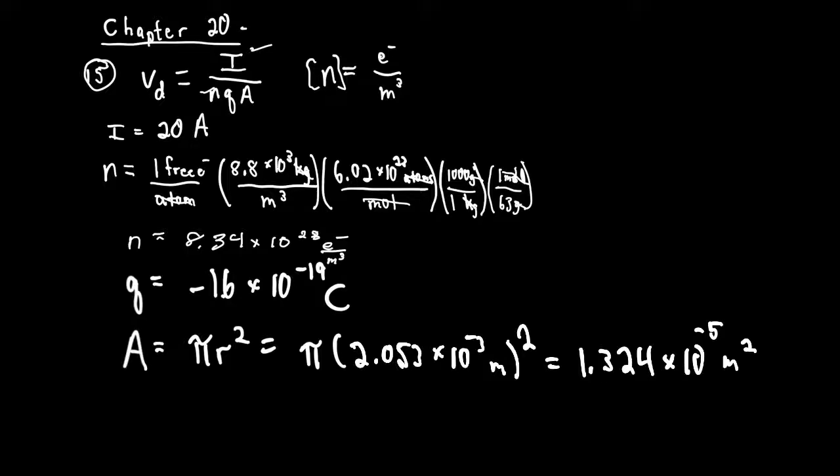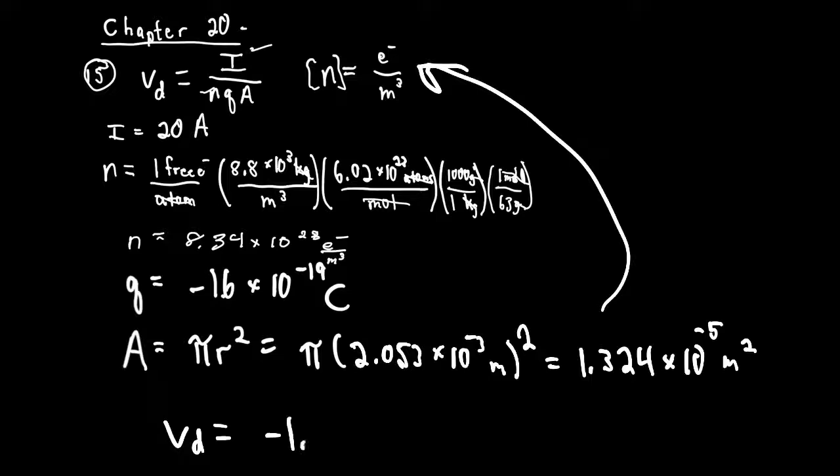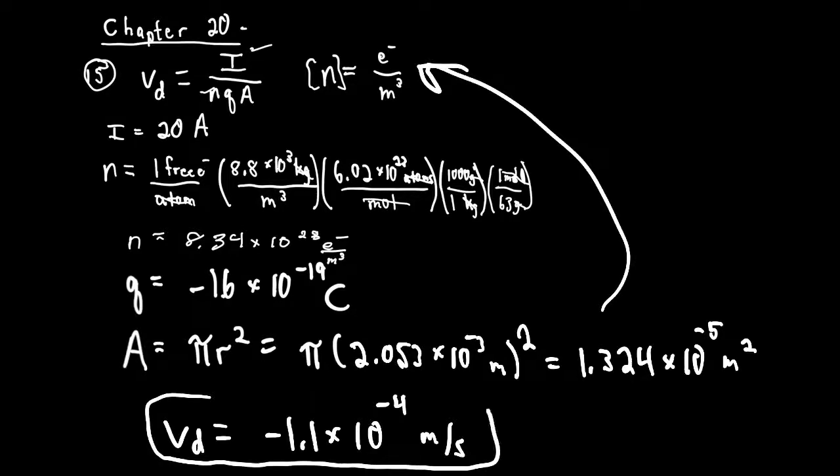Now I just take all these numbers and plug them all into my drift velocity equation, and I got the drift velocity as negative 1.1 times 10 to the negative 4 meters per second. So that's how fast electrons drift down this wire.